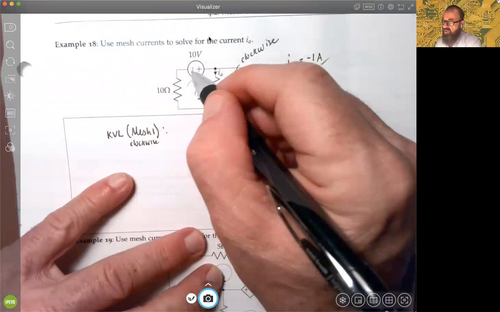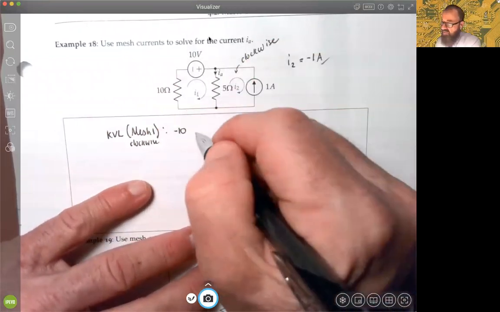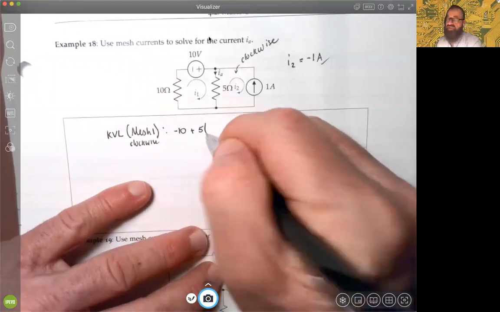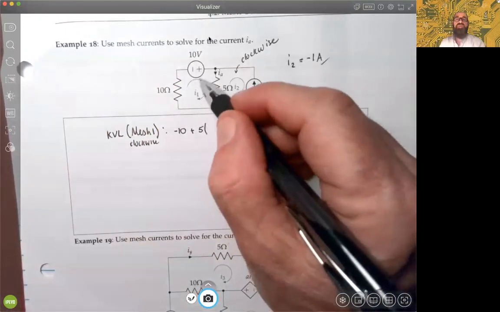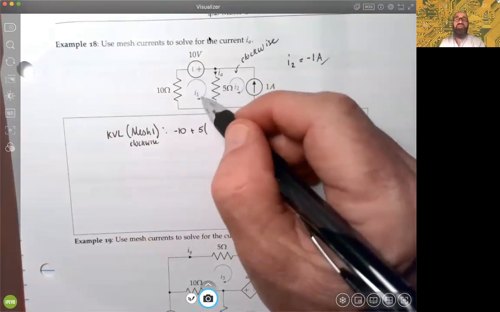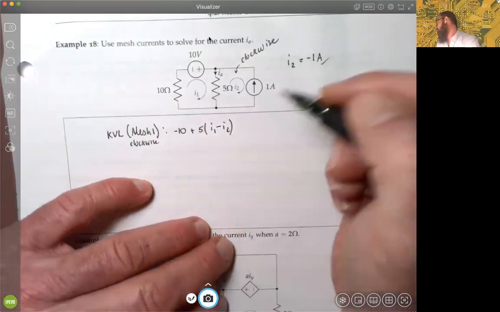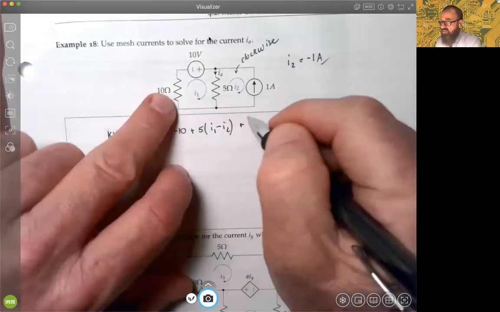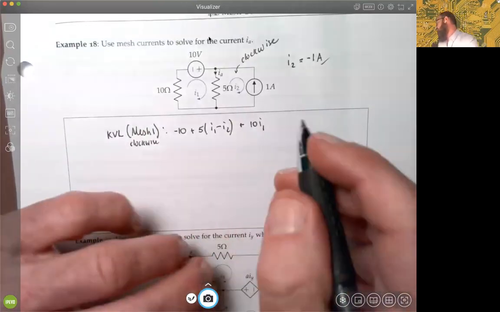And starting up here, we'd come into the negative polarity of the source itself, so you get a minus 10. We would then go through the 5 ohm resistance, which is shared by 2 mesh currents. Assuming passive reference convention, who's in that direction? Looks like I1 is, and so then we'll subtract off I2. And then you'll go through the 10 ohm resistance only with the I1 mesh current and set that equal to 0.